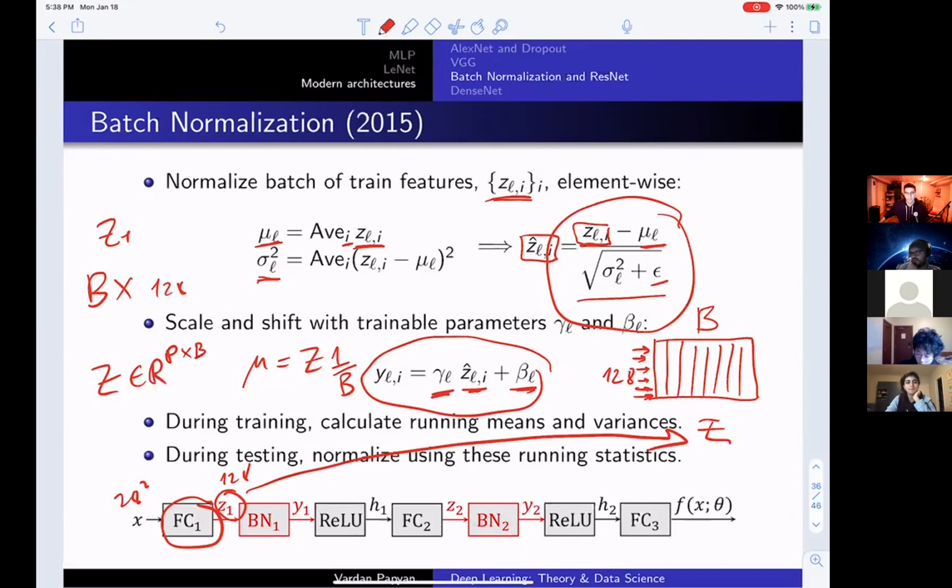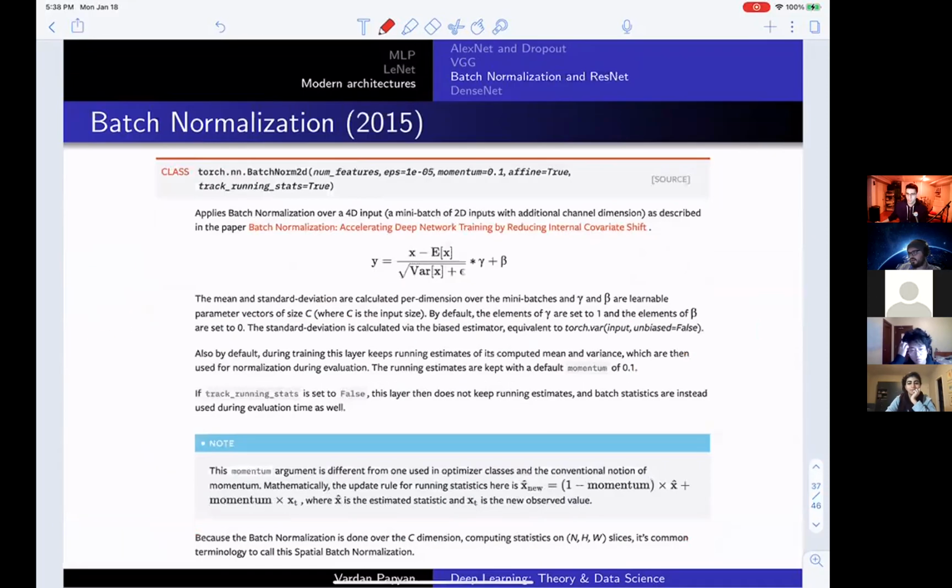I should mention that this gamma here and this beta, which is the affine function that you apply, are learned parameters, right? So they're being learned by the network, similar to how the weights are being learned through backpropagation. So here's the documentation in PyTorch, which is, I think I'll skip it.